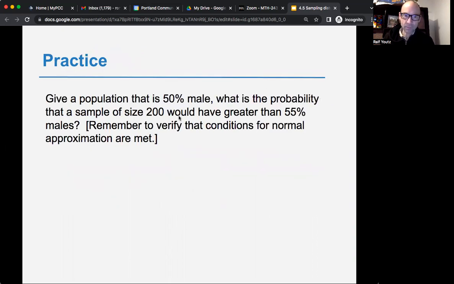Now here's our practice problem. We're probably going to do this one over on our class notes so I can do it at human speed and we can keep the notes. It says here, given a population that is exactly half male, so we're in some sci-fi universe with exactly half men, what is the probability that a sample of size 200 would have greater than 55% males? Remember to verify that conditions for normal approximation are met. That's double checking that sample size times that percentage and the remaining percentage are both 10 or more.